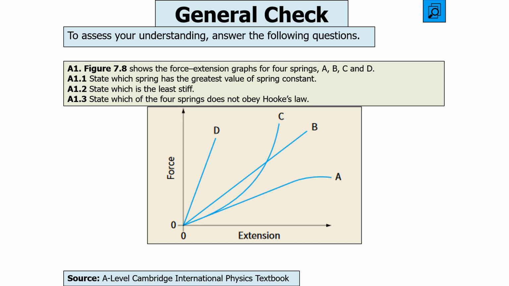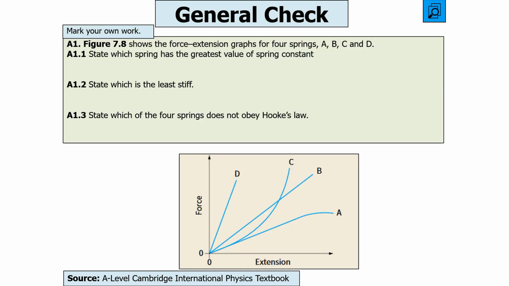Now the following question says, figure 7.8 shows the force extension graphs for 4 springs A, B, C and D. Which spring has the greatest value of spring constant? Which spring is the least stiff, and which of the four springs does not obey Hooke's law? So pause the video now, then unpause the video when you want to go through your answer.